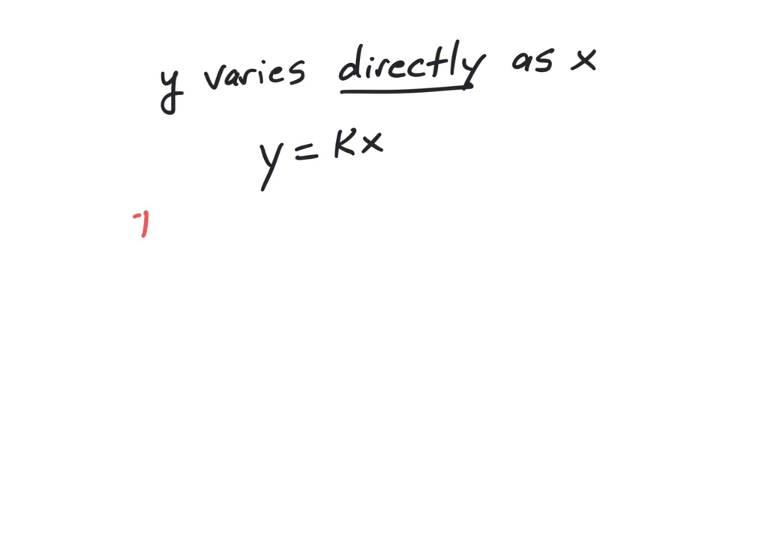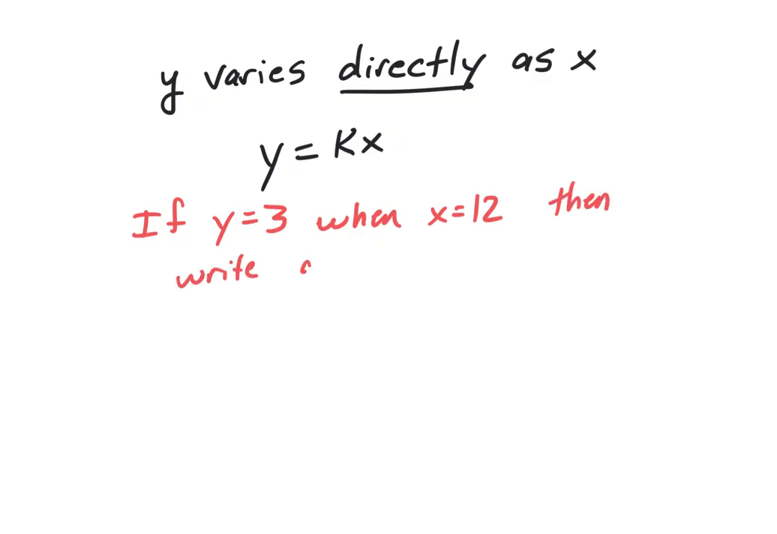And then they're going to give us some information. They're going to say if y equals 3 when x equals 12, then we want to write an equation for this variation. So what we're missing is k. We have no idea what k is, so we've got to find out what k is.